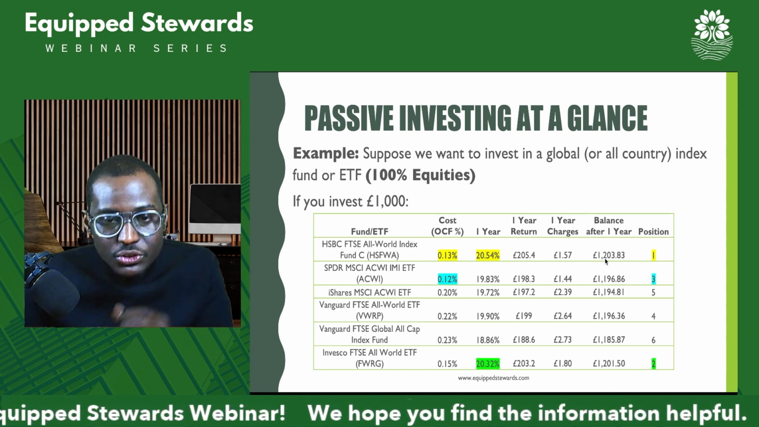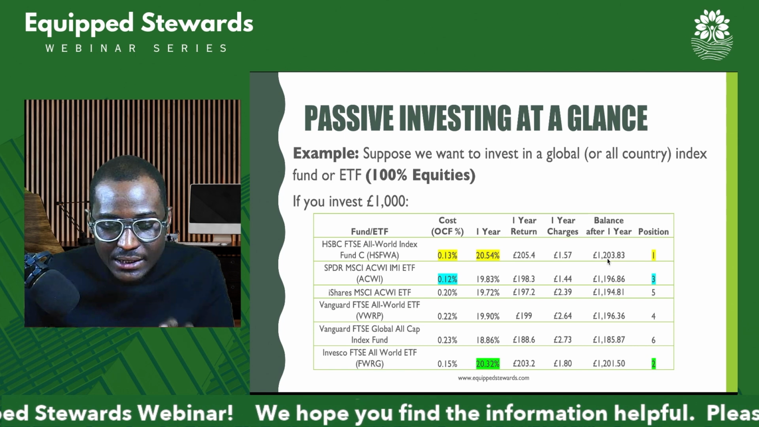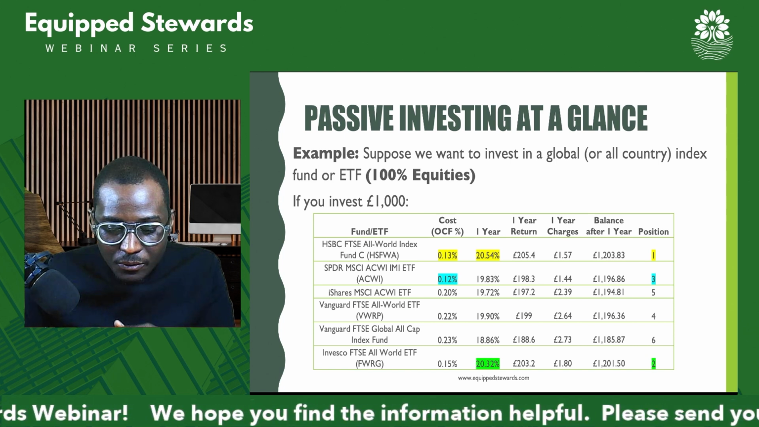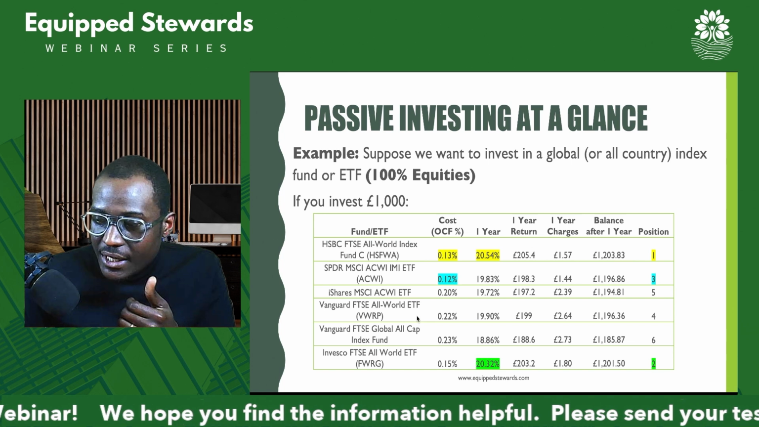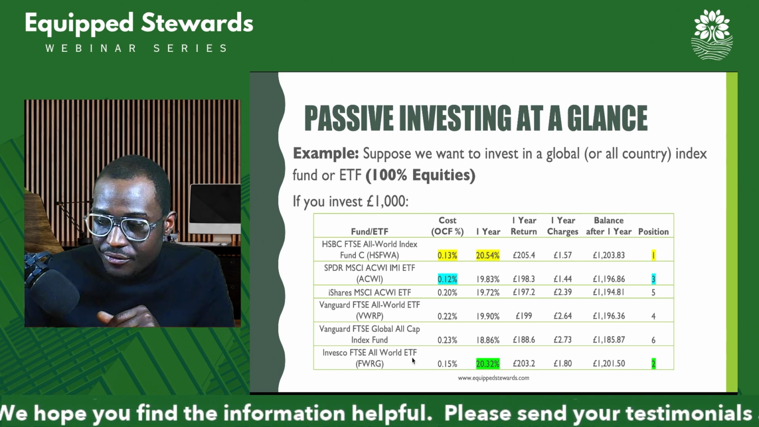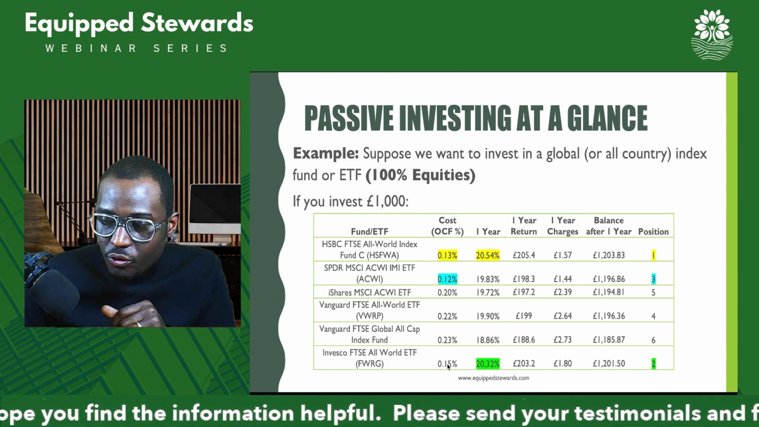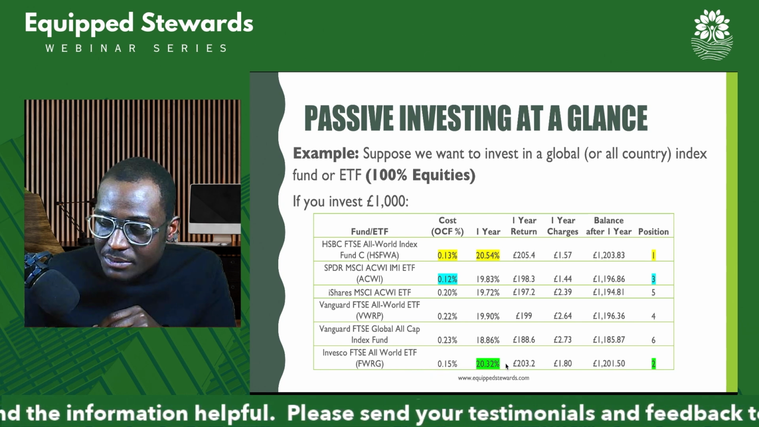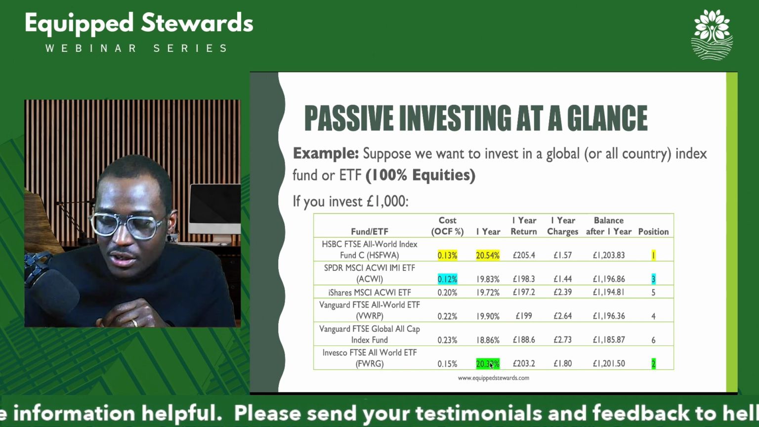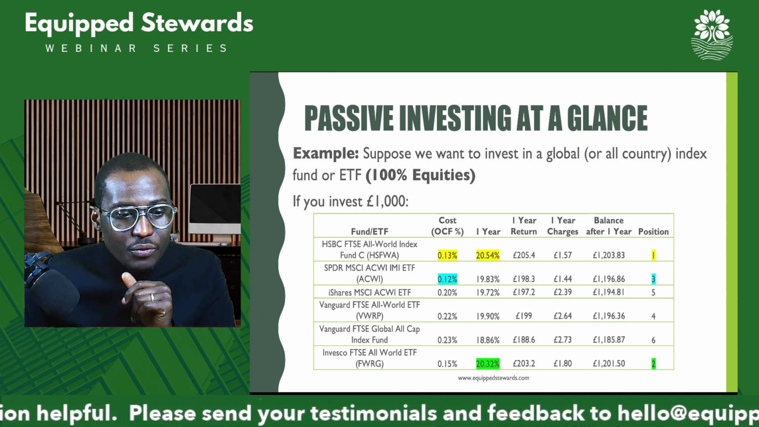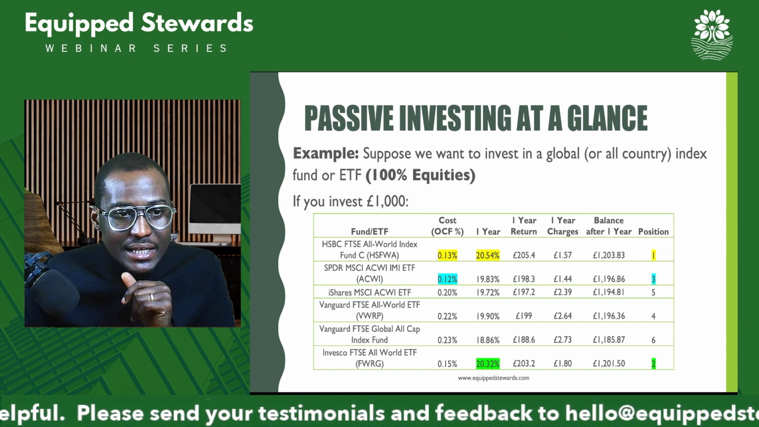So we have 1,203.83 if we invested £1,000. But then the second performing one is a new fund, which is the Invesco 40 All World ETF. It charges 0.15%. But what really made it second is because of the performance. So it went up by 20%. Okay, it went up by 20% in a given year.